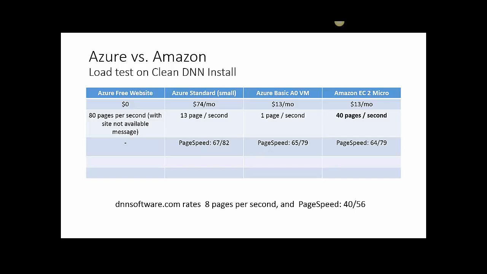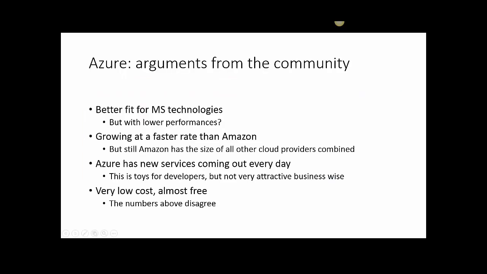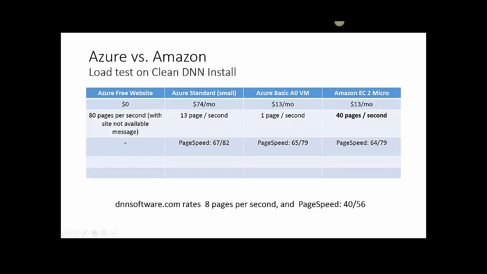And then I tried to get on Azure and make a small instance that would compete with this Amazon EC2 instance. So I tried all kinds of machines. We set up a free website, which oddly gives us 80 pages per second, but it's actually 80 pages of website not available, because it appears that the free website has a limitation of how many pages you can serve. So the test is not relevant. But then we tried the Azure standard with a small instance, and we got 13 pages per second with a new instance. And this instance would cost like $74 per month.